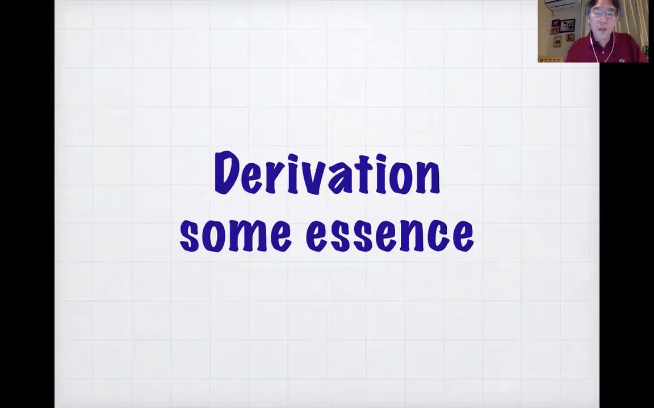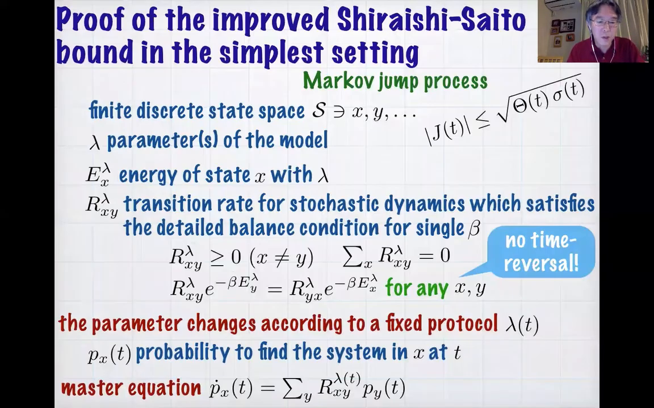So let me use some pages to describe you how we derive this important relation that I call improved Shiraishi-Saito bound, but not in the present problem. I want to discuss a very simpler problem, but from which we can learn the essence of the proof. So I treat a general Markov jump process, and I want to prove this thing. This is the improved Shiraishi-Saito bound in this case.